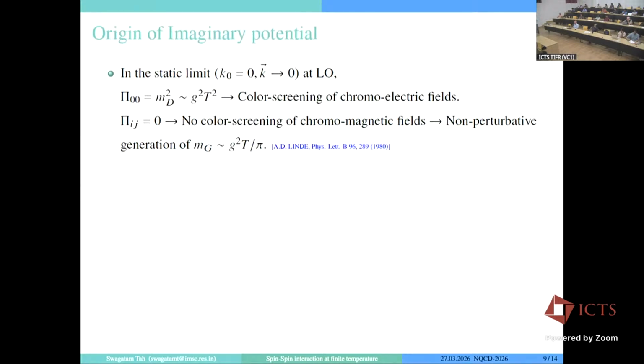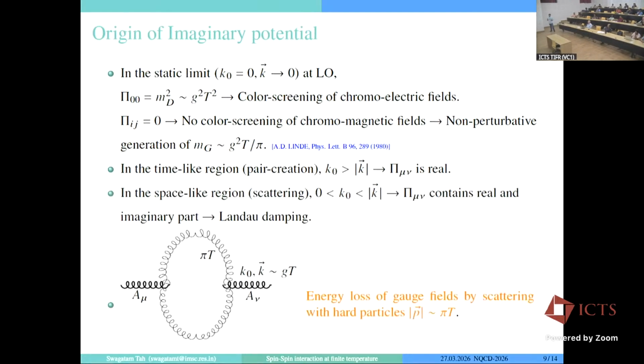So the origin of the imaginary potential, as mentioned by Professor Blezo and Dibyendu, I will explain. If we consider the self-energy correction of the gauge field propagator, mu nu, in hard thermal loop perturbation theory, the external momenta is of the order of gT, soft, and the loop momenta is integrated up to the hard modes, hard gluons, of order pi T.